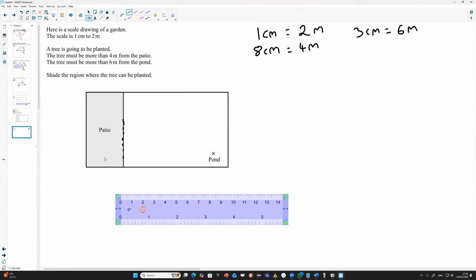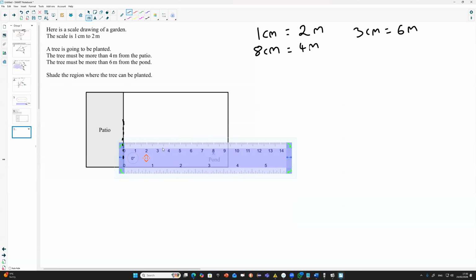So the first thing, so we're saying it is more than, sorry, go on. No, it's fine. I know what you mean. It's not clear because it's a block, but you need to be more than 4 meters from the patio. So if I think of that as the right side of it, then it would need to be 4 meters there. So I could just draw a line in this case. I could just say, again, do a dotted line.